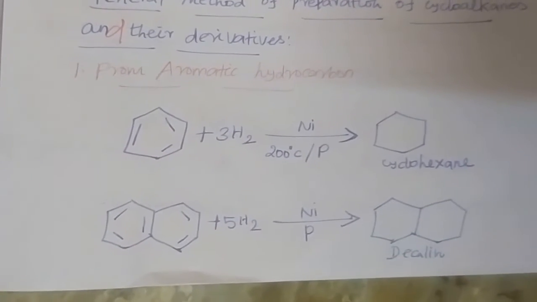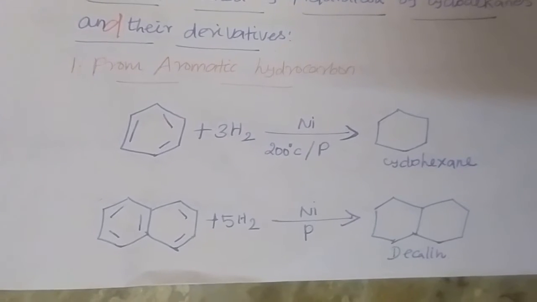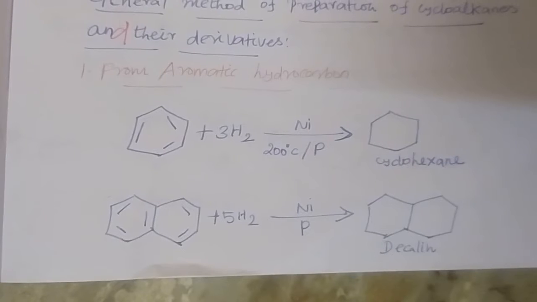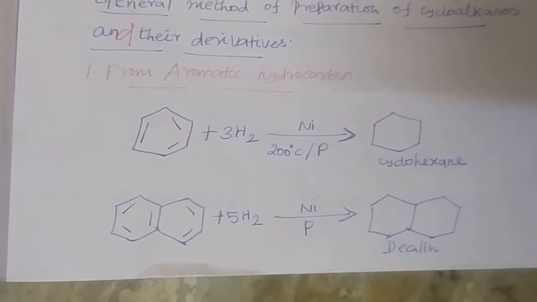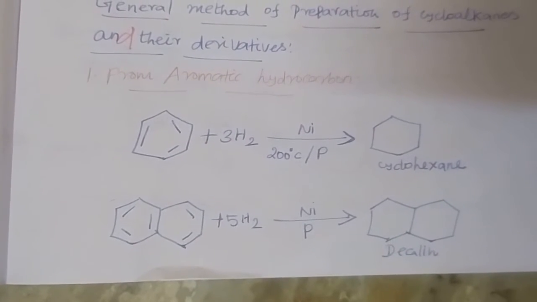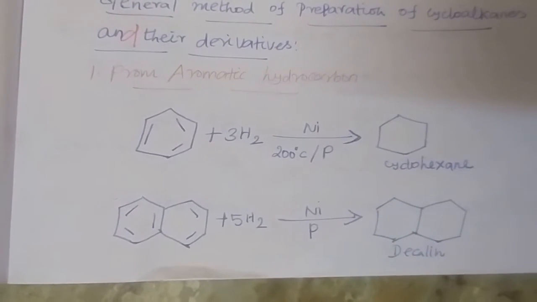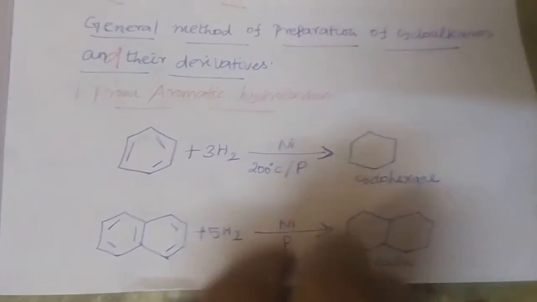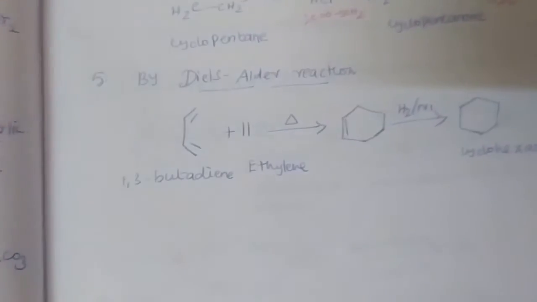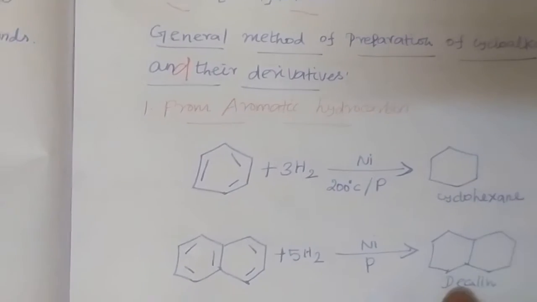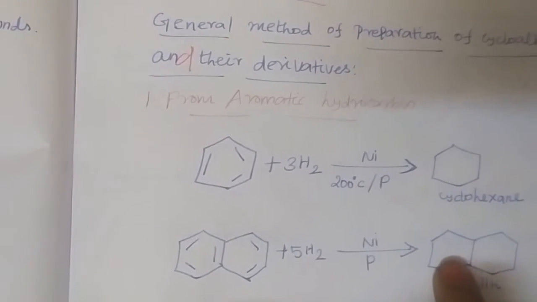So the next reaction is naphthalene. Naphthalene takes 5 moles of hydrogen in the presence of nickel, where P means pressure, to form decalin. So all the 5 double bonds are reduced to form decalin. So this is one alicyclic compound. This is also an example of an alicyclic compound.